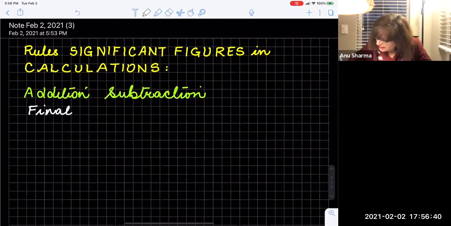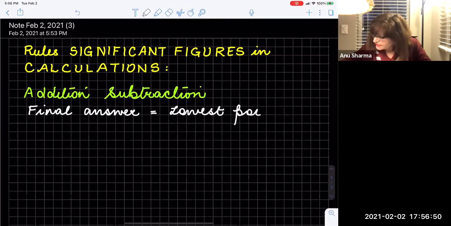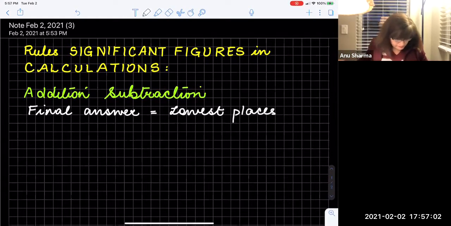Okay, so the final answer will have the lowest decimal points. So in other words, when you're adding and subtracting, it's decimal places, rather than decimal points. So you are going to be looking at the decimal places. So let's look at one example here.